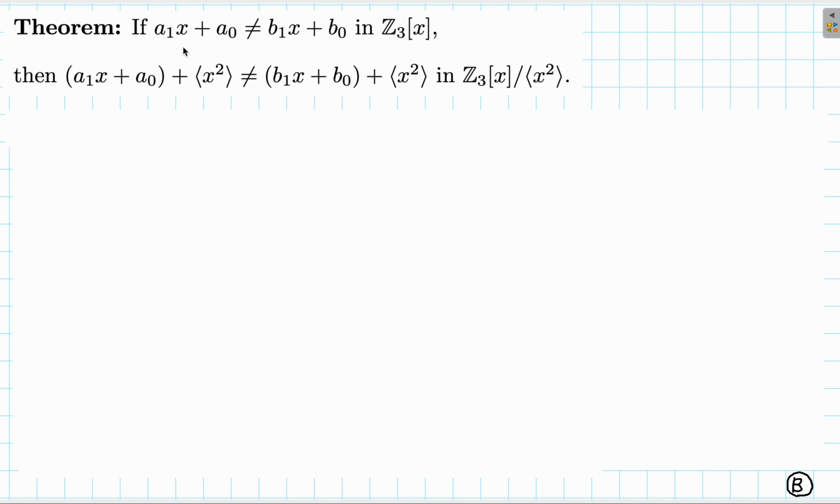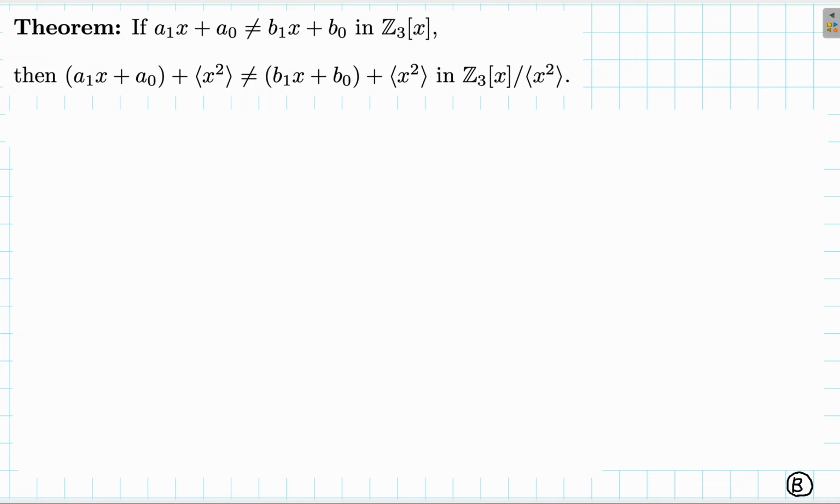So here's the theorem. If the polynomials a1x plus a0 does not equal b1x plus b0 in Z3 bracket x, so think of this as, in our example, x plus 2 not equaling 2x plus 1 in Z3 bracket x. So if those two polynomials are different, then their corresponding cosets are also different in the quotient ring. That's what this theorem is stating.